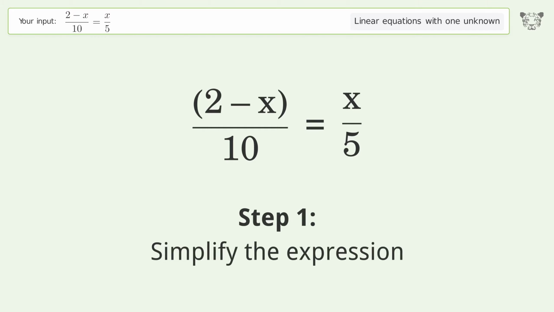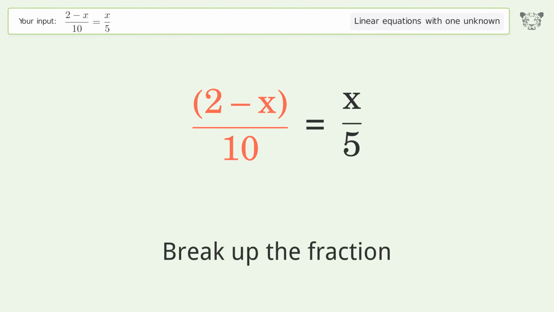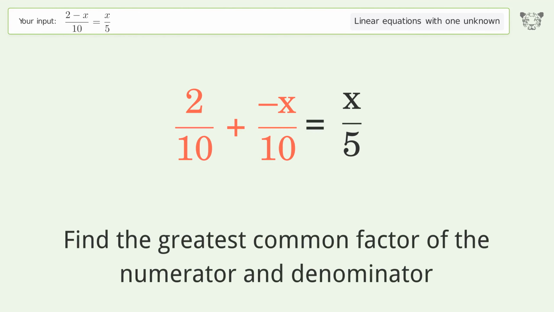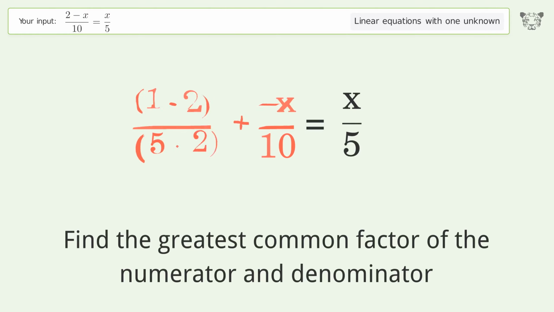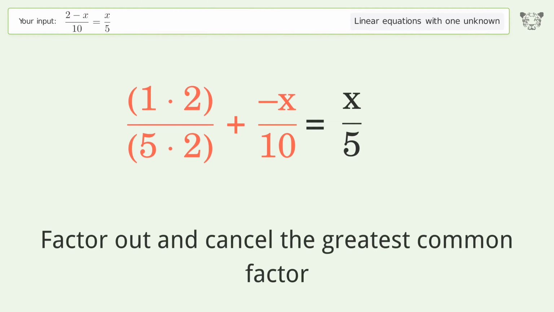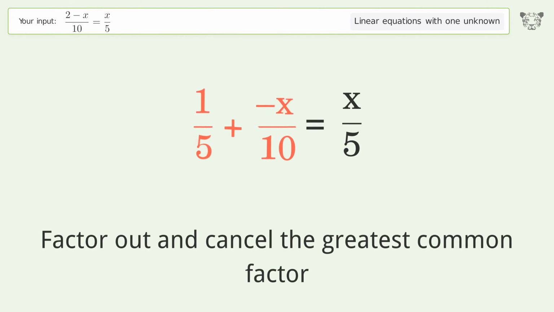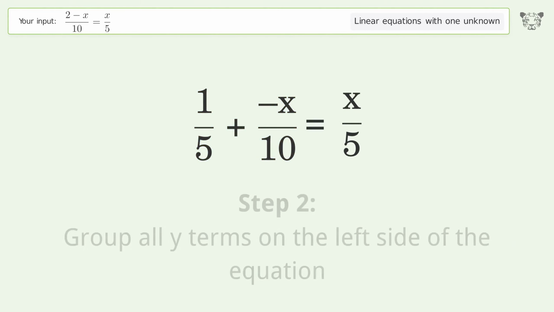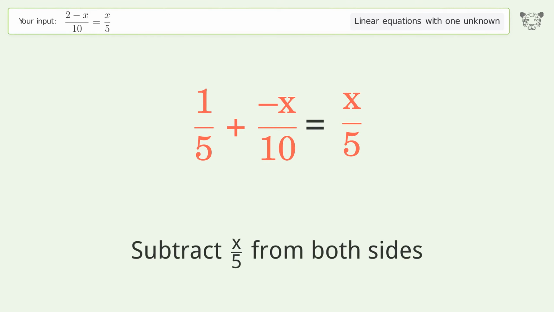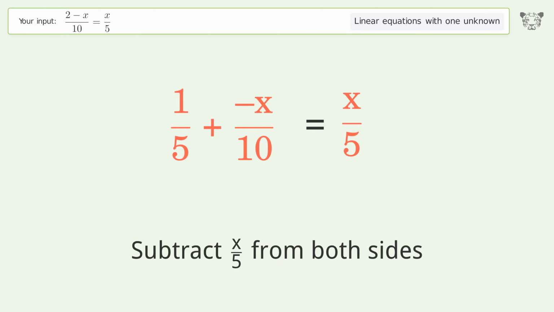Simplify the expression. Break up the fraction. Find the greatest common factor of the numerator and denominator. Factor out and cancel the greatest common factor. Group all y terms on the left side of the equation. Subtract 10 over 5 from both sides.